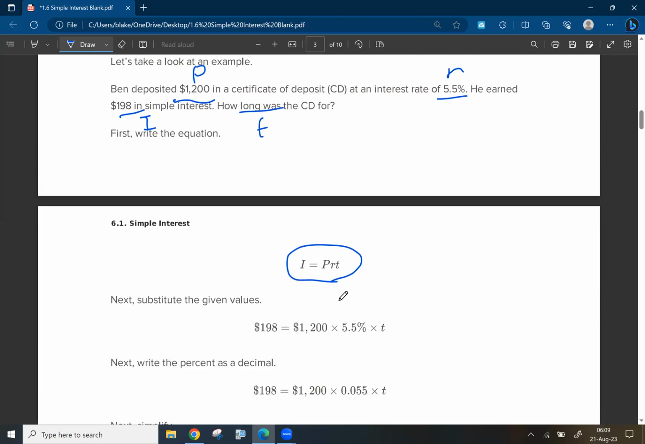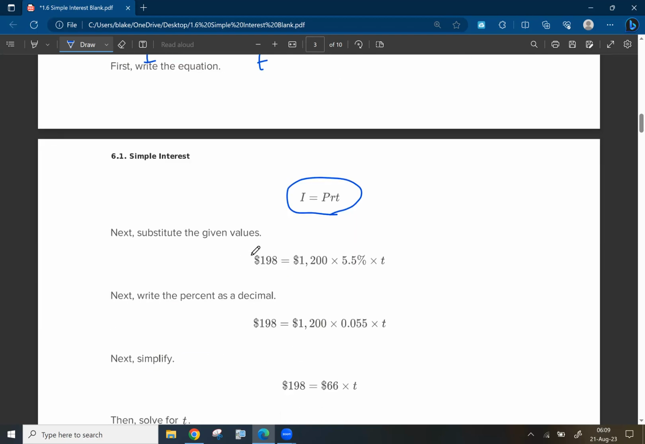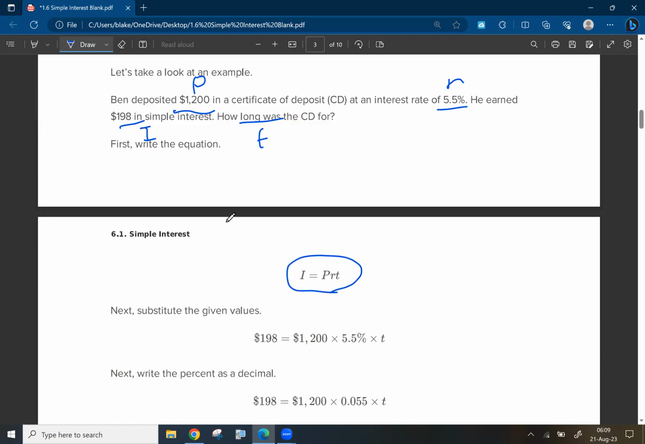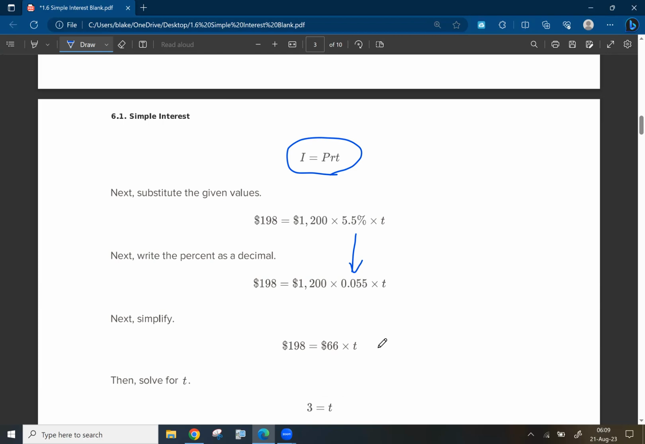I wanted to have this one already worked out so that we can use it as a demonstration. You have $198, that is the I. You have the 1,200 for the P, you have the 5.5% as your R, but you're going to see them convert that to its decimal form. This is very important. And then you're going to solve for the T.